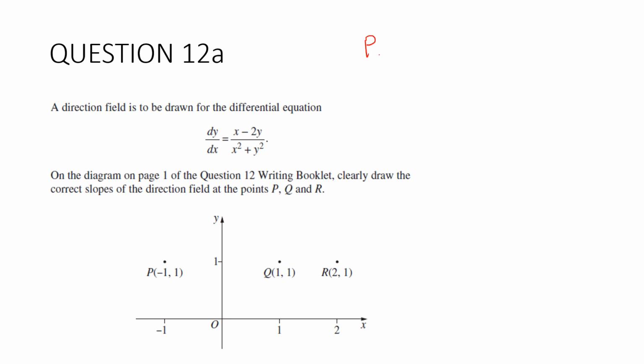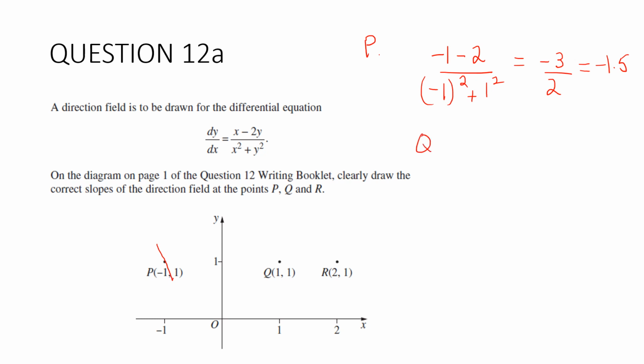Putting in x is negative 1 and y is 1. Negative 1 all squared plus 1 squared. What is this equal to? Negative 3 over 2, negative 1.5. So it's fairly steep and negative. Maybe something like that. Now let's do Q.